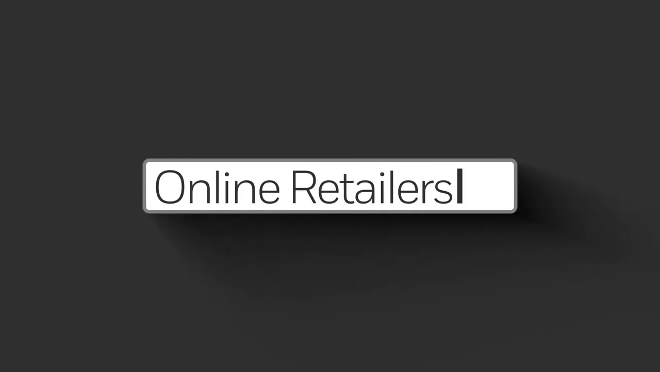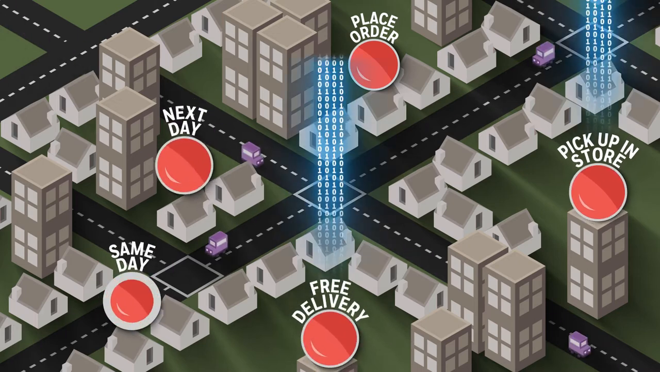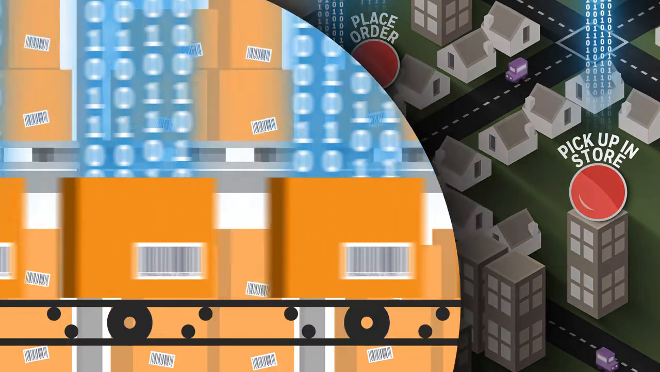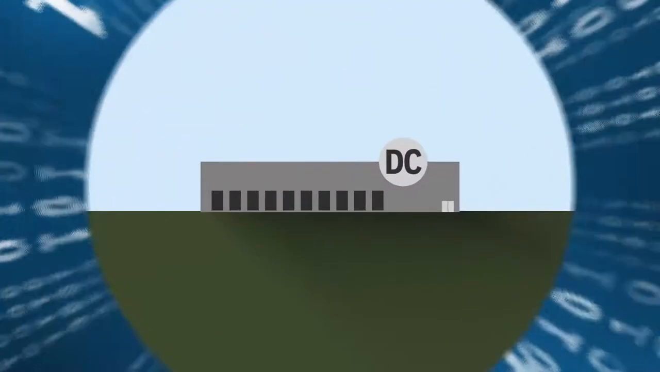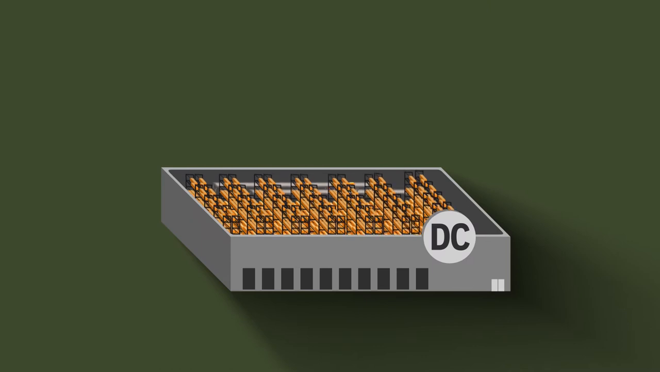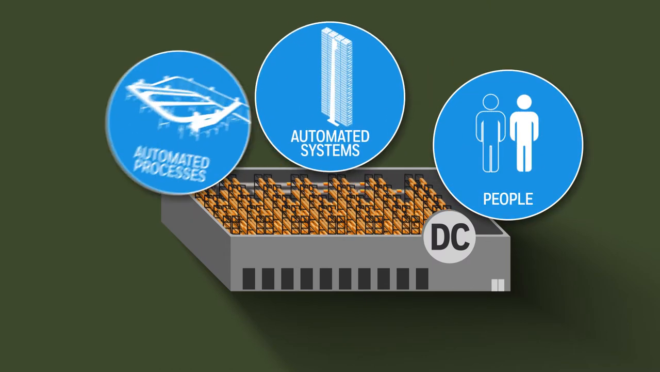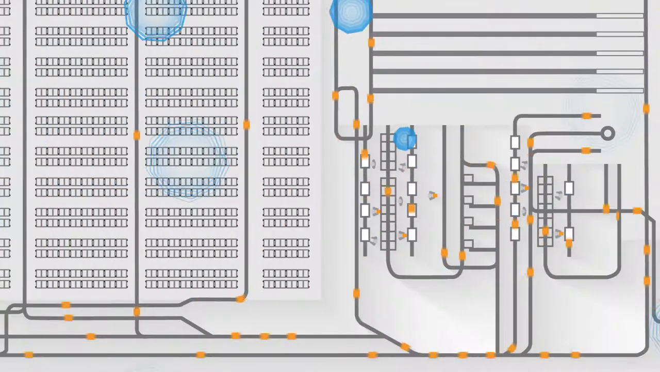In the convenience of our one-click free delivery world, it's easy to forget what takes place behind the scenes to make this marvel of customer service possible. At the heart of this fulfillment model, you'll find the distribution center, a carefully orchestrated symphony of people, automated systems and processes, all fine-tuned to ensure on-time delivery.